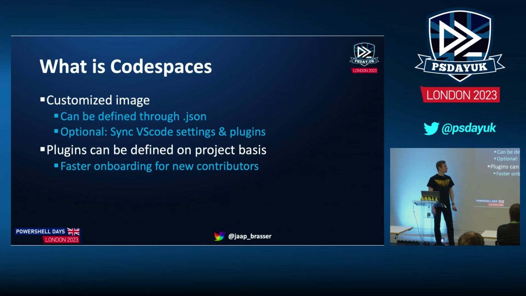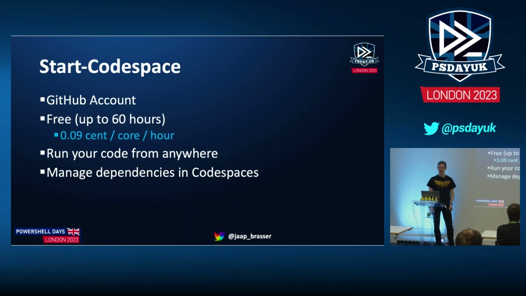So you can customize your image. You do that through JSON. We talked about the VS Code settings already. And because you can define this on a per project basis or even on a specific branch basis, it can be pretty quick to onboard new contributors, or in my case, when I was the only contributor, it would be a lot faster for me because I didn't have to figure out how to run WSL. So that saved a lot of time.